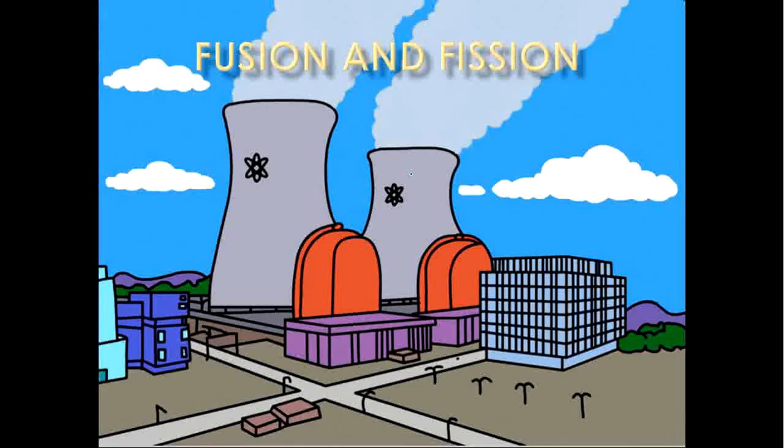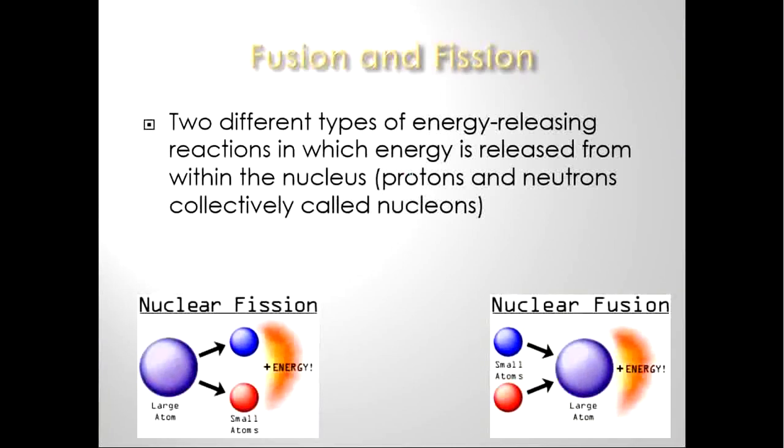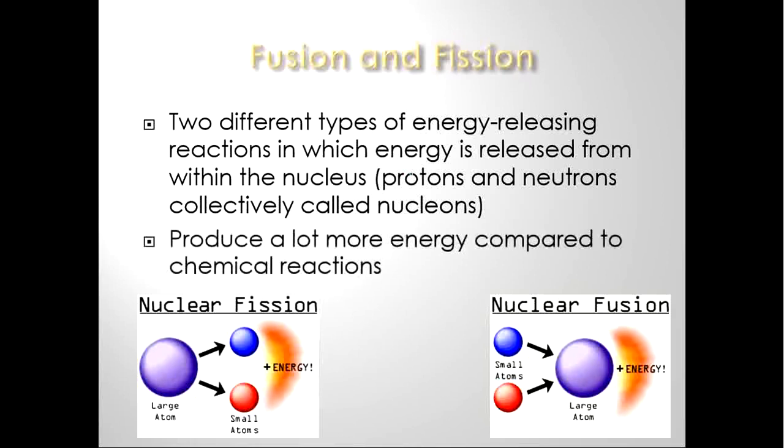So let's talk about nuclear fusion and nuclear fission. I'm sure these are two words that you've heard before, especially from your history class. So nuclear fusion and fission are two different types of energy-releasing reactions in which energy is released from high-powered atomic bonds between the particles within the nucleus, which collectively, together, they are called nucleons. They produce a lot more energy compared to the chemical reactions that we'll talk about for the rest of this year.